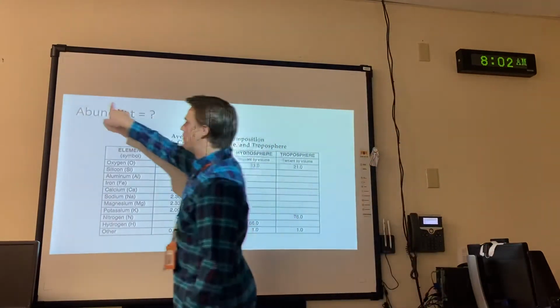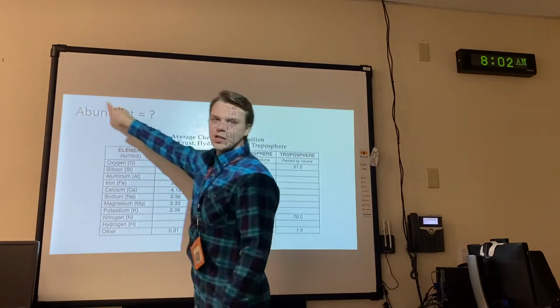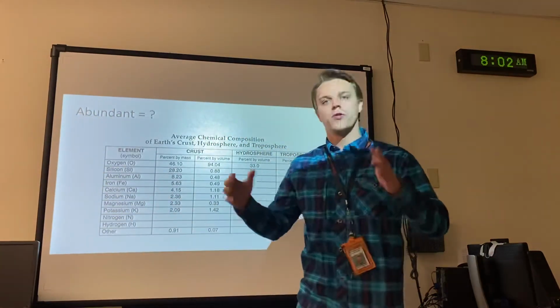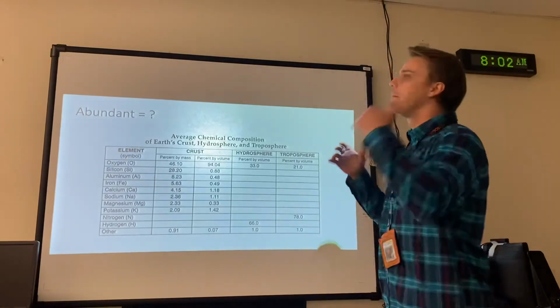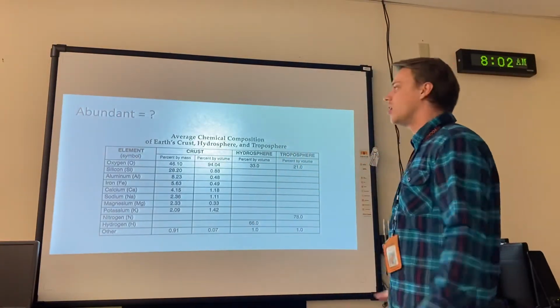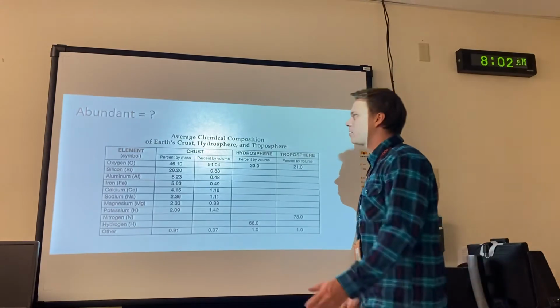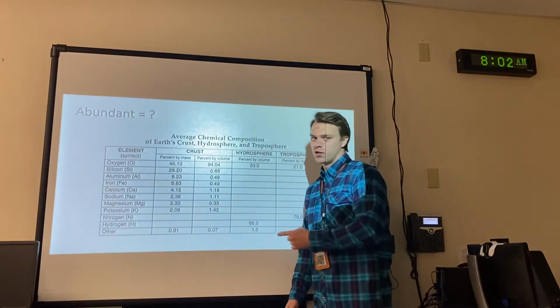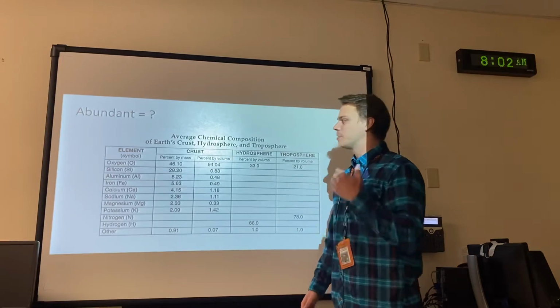First off, what does abundant mean? Abundant means a lot of or the most of. So if I have an abundant amount of money, that means I have a lot of money and I could spend it all. Unfortunately, that's not true, but I do have an abundant amount of knowledge in earth science. So let's break this down.